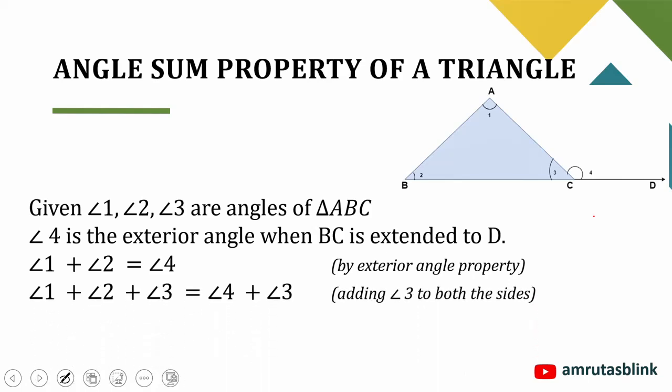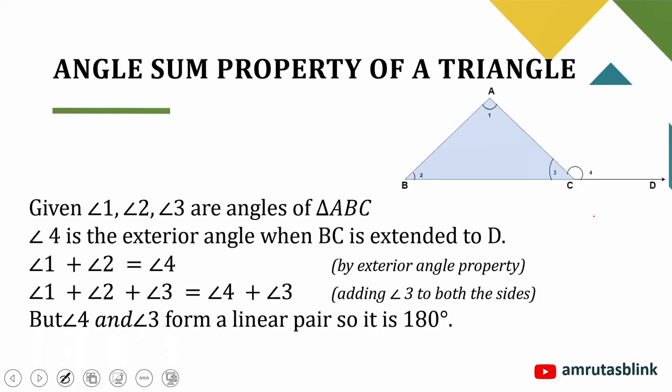Hence we can say that angle 4 plus angle 3 are linear angles. Angle 1 plus angle 2 is equal to angle 4. Now if we add angle 3 to both the sides, then on the left hand side we have angle 1 plus 2 plus 3, and on the right hand side we have angle 4 plus angle 3. But angle 4 and 3 are a linear pair, hence it is 180 degree, and hence angle 1 plus 2 plus 3 is equal to 180 degree.